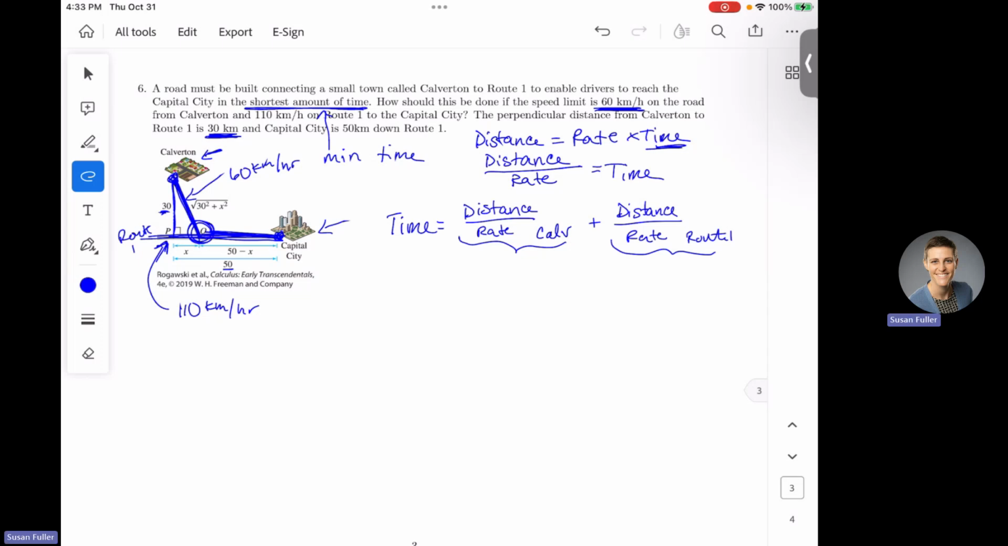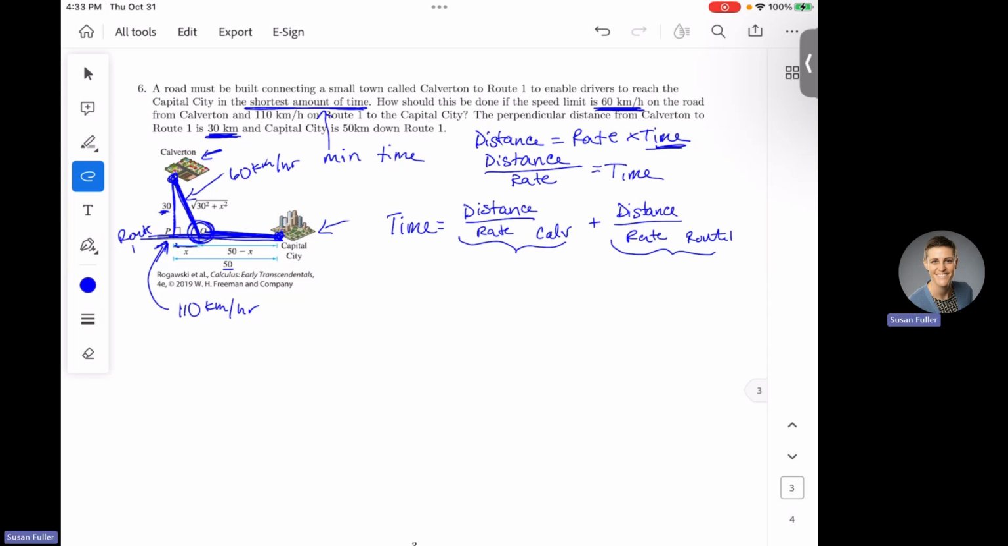Okay, so we need to find distances and divide by the rates. Now, luckily, this picture puts a lot of these things in the picture for us. So they already told us what our variable is, right? Our variable is x. What is x?